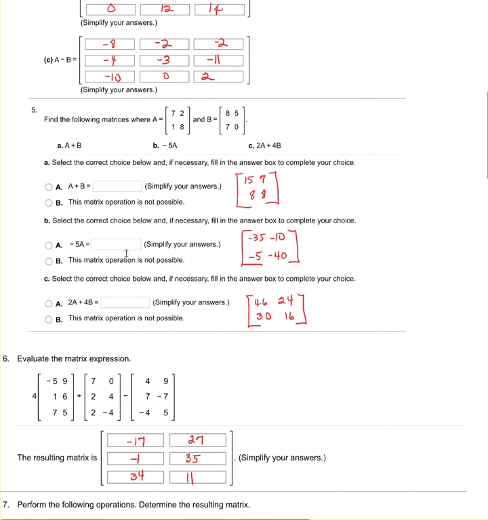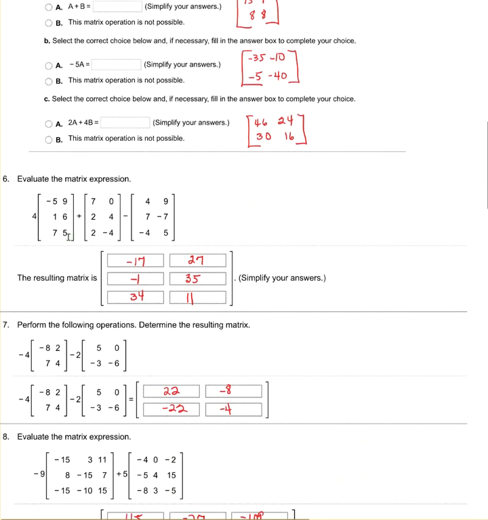Number 5, find these where this is A, this is B. So they want you to do A plus B. So if we add those, we get this. -5A. That means you're going to take this one and multiply -5 times all 4 of those. That's pretty straightforward. Then they want 2A plus 4B. So it might be quicker to put these 2 in as A and B, and then you could just do 2A plus 4B and get this matrix here.